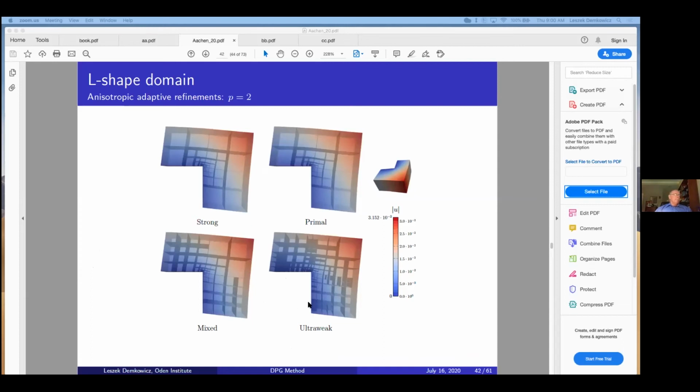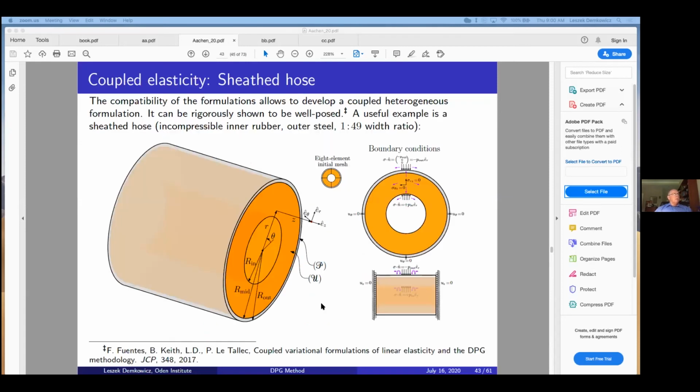Here are computations in pictures. As you can see, the meshes do look slightly different because you are minimizing the error in different norms. The strongest norm is in the strong formulation. The weakest, L2 norm, is the ultraweak variational formulation.